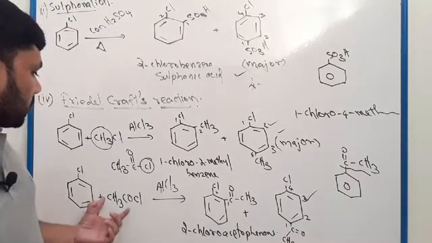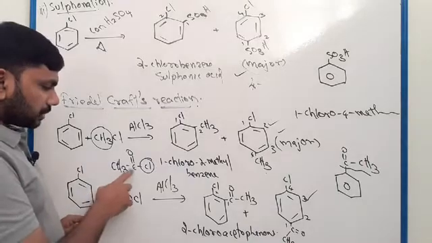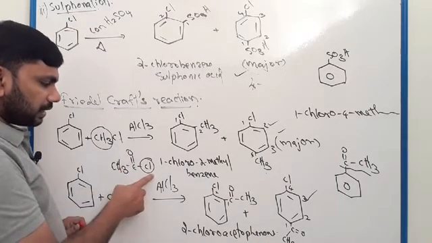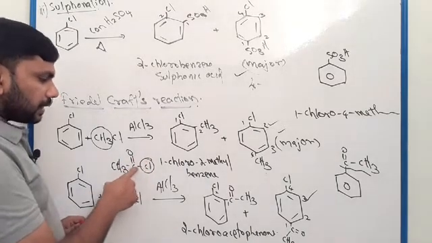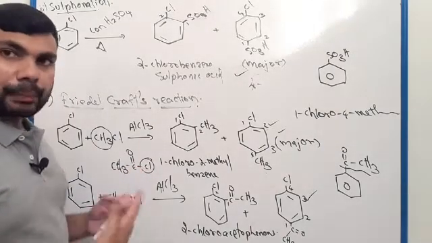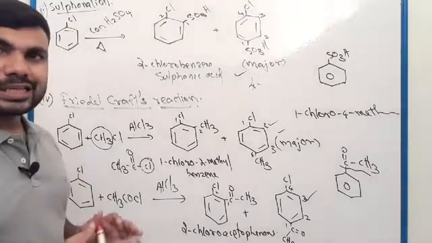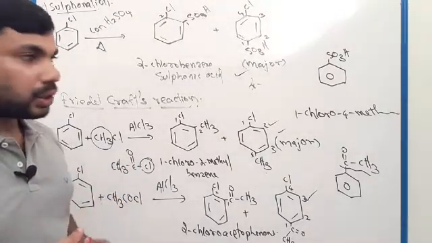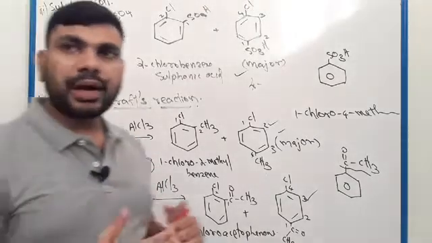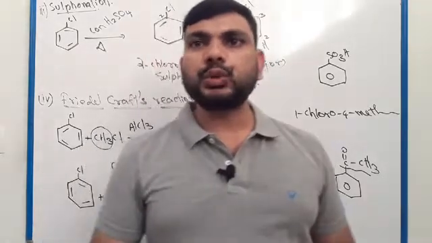So this is CH3COCl. Remember, CH3COCl means CH3C double bond oxygen Cl. This chlorine will be replaced, and this bond will go to the ortho or para position, and this reaction also takes place in the presence of AlCl3. So these are the things you have to remember about electrophilic substitution reactions.